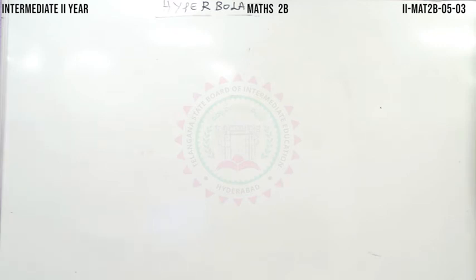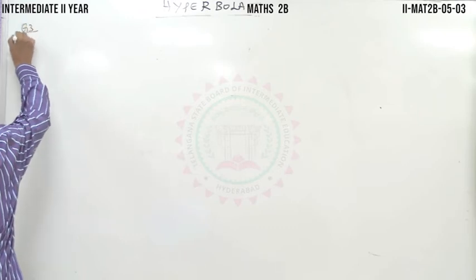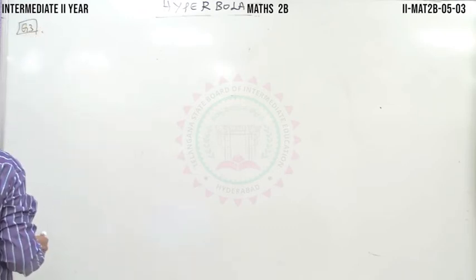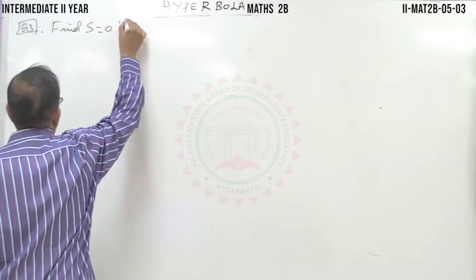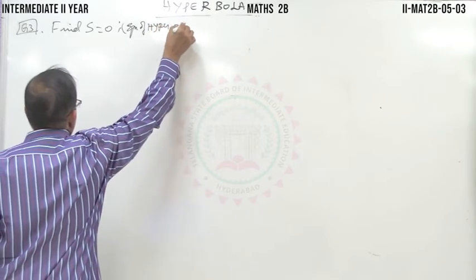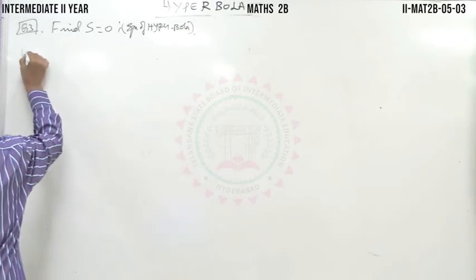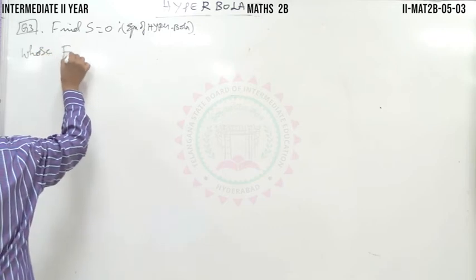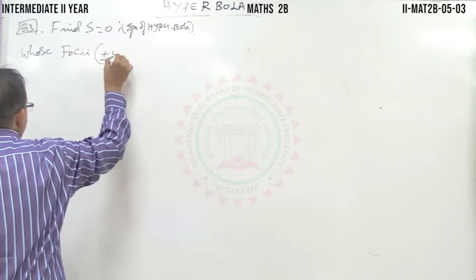This is 5A, March 16th and May 11th, they have asked. Question is, find the equations of the hyperbola. Find the equations of the hyperbola whose foci are plus or minus 5, comma 0. You know, foci is the plural of focus.